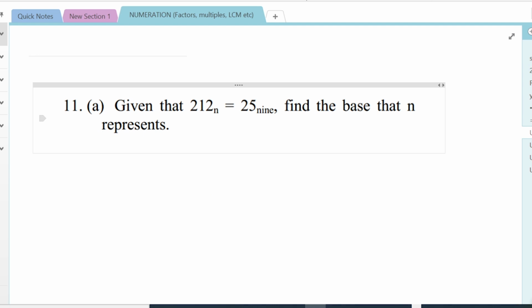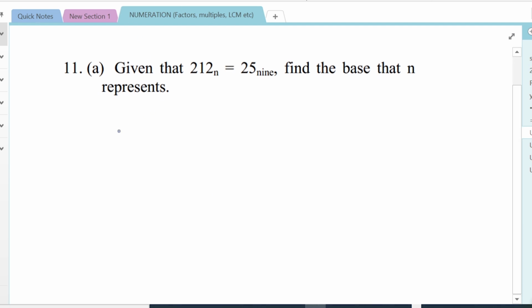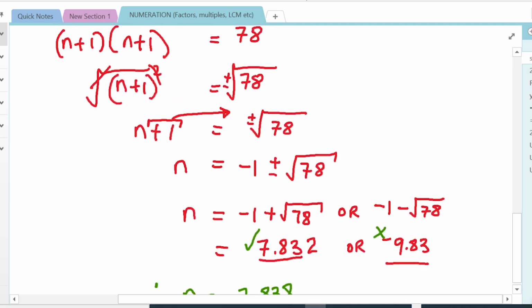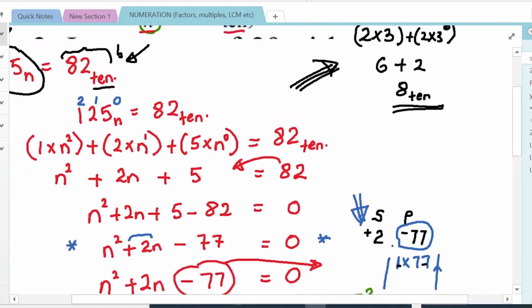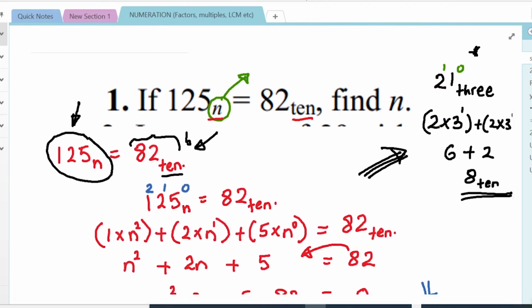This one is related or similar to what we had done earlier. You can try it out and see if you can get the value of n yourself. So it is 2 to the power n is equal to 25 to the power 9. It is similar, but let's take note here. The number we did before, let's get back to that number. Do you see this number that we did before earlier? This was to the power n, and this was to the power 10.